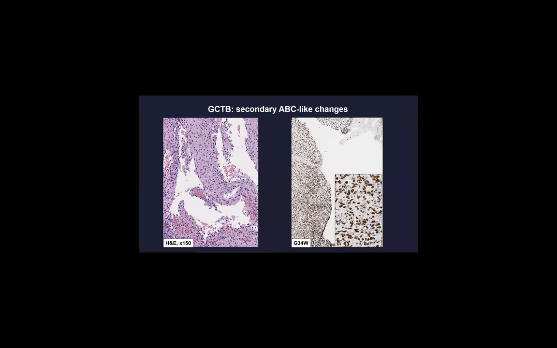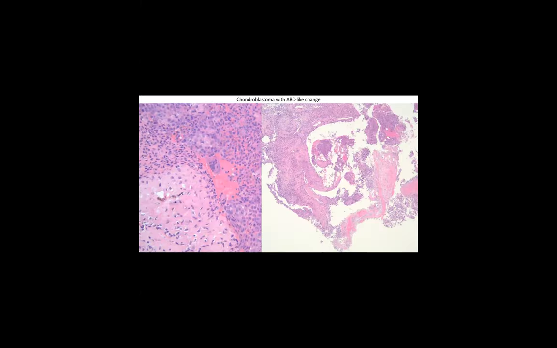Giant cell tumor of bone can do the same thing. Here we have these cystic spaces, but interestingly, the lesional cells in these cystic areas stain for the G34W immunostain, supporting that these areas that look like ABC are just giant cell tumor of bone with cystic degeneration. And chondroblastoma can do the same thing. This is an example of a chondroblastoma where we have areas of pink cartilaginous material and mononuclear cells with grooved nuclei. And here we can see that this lesion is also forming these ABC-like areas.